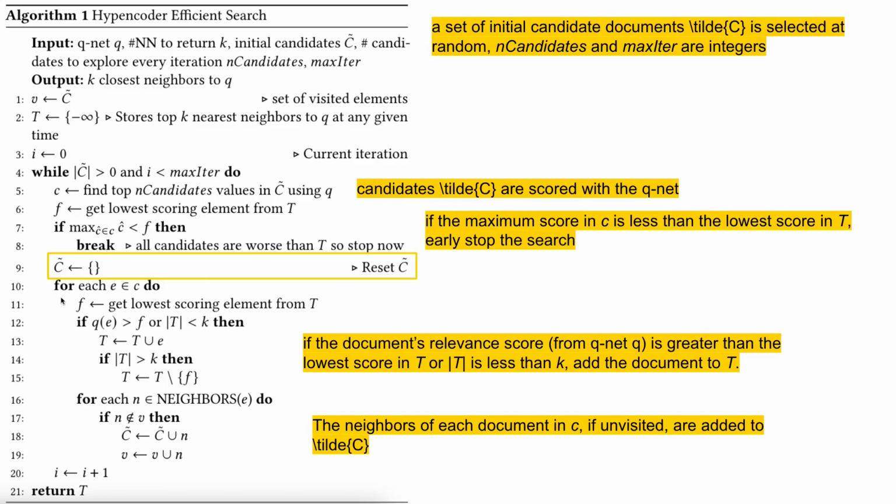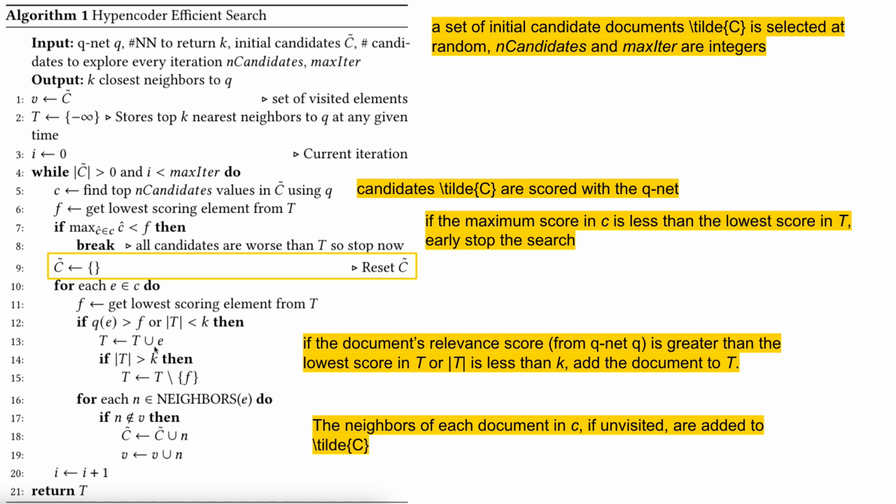We're going to reset C to an empty set, and then C tilde to an empty set, and then our lowercase c, which has our top n candidates based on relevance score, we're going to look at each element, and we're going to go through this condition. So for each element in C, get the lowest scoring element from T, pass the document E through our QNet, and get a score. And if that score is greater than F, or the size of T is less than the number of nearest neighbors we want to find, then add that document to T.